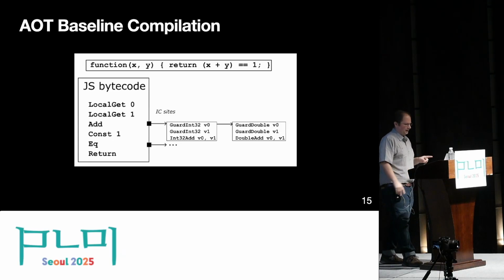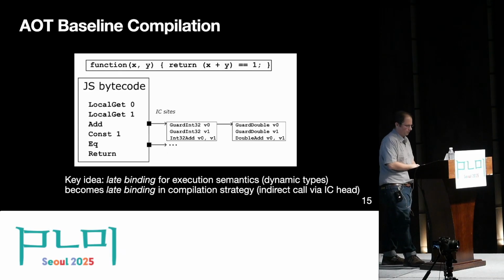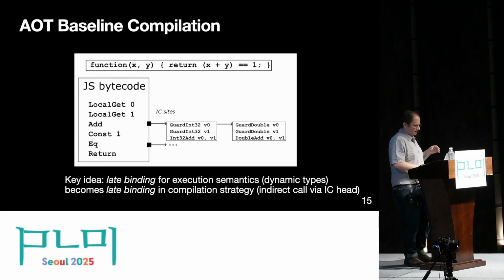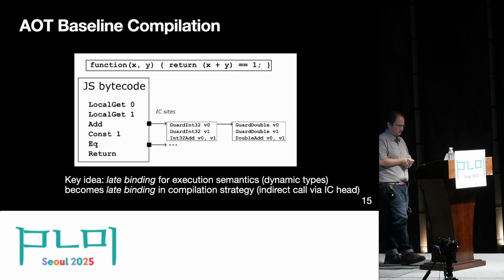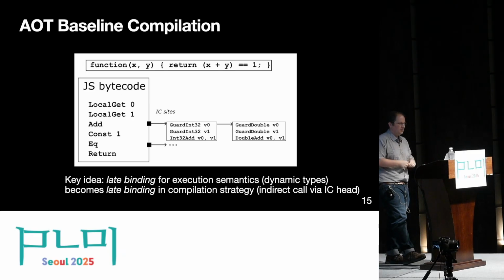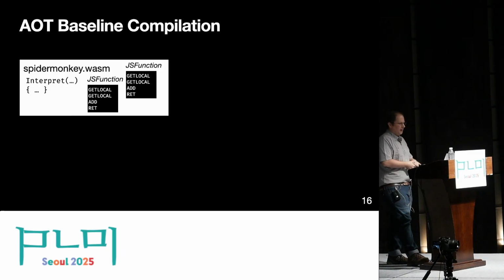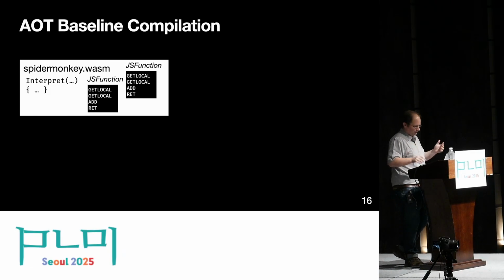However, typically, in a native scenario, the JIT compiler will dynamically generate these IC stubs themselves. So it does require JIT compilation at runtime just to generate these little bits of code. So the key idea, at least with the IC sites here, is that the late binding of the execution semantics, so dynamic types tell us what to do only when we reach that program point, becomes late binding in the compilation strategy, right? We just have an indirect function pointer that we can update at runtime. However, as I mentioned, we need, at least in the current scenario, the JIT compiler to generate these stubs.